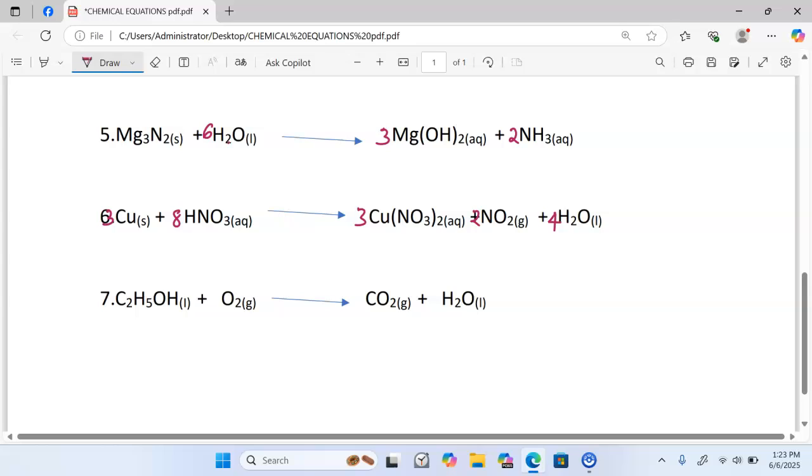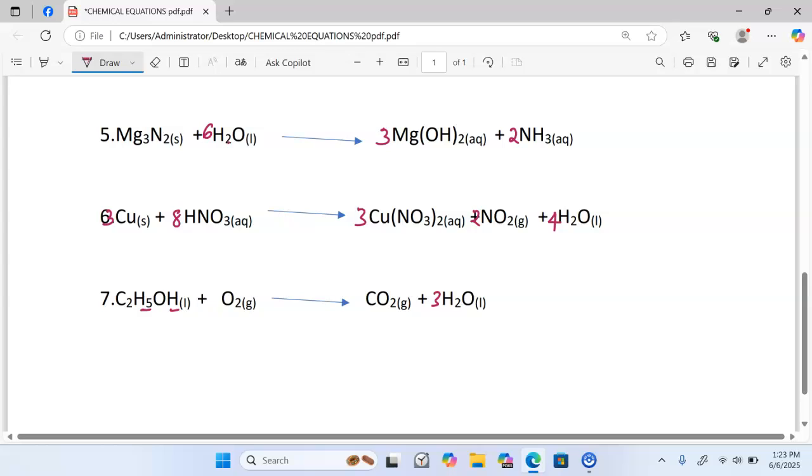We move now to number 7, where we have ethanol reacting with air to form carbon 4 oxide and water. Remember, ethanol is organic, and any organic substance reacted or burnt in air will give us 2 products, water and carbon 4 oxide. We can start by balancing the hydrogens. Remember, we have 5 plus 1 giving us 6. So we can write 3 behind water to balance hydrogens.